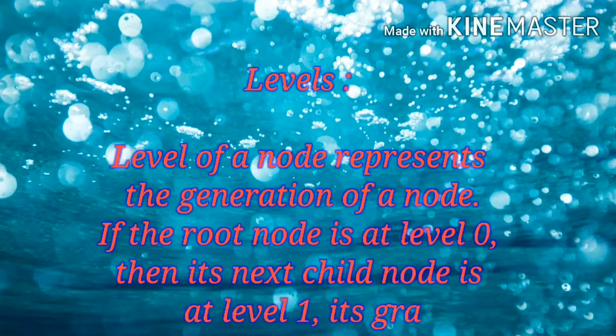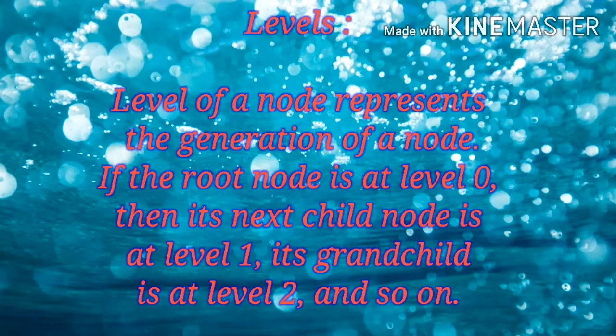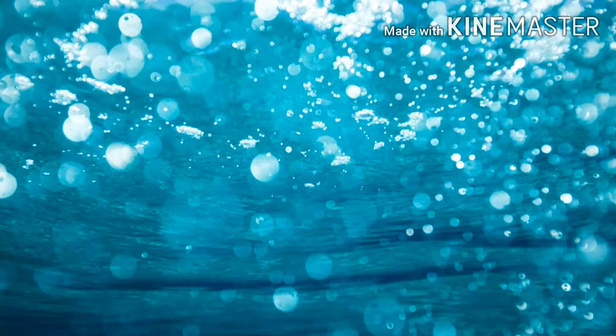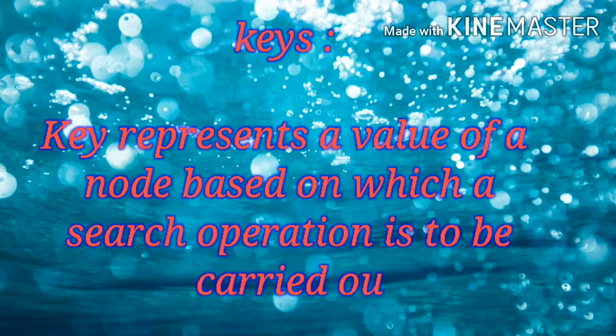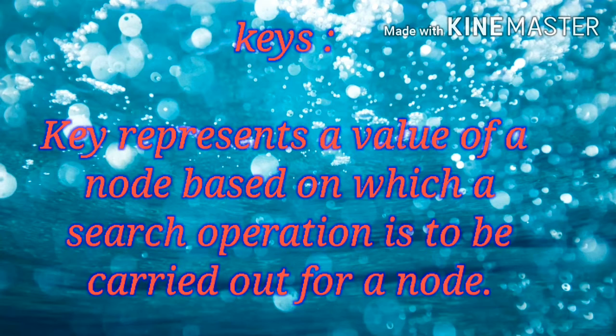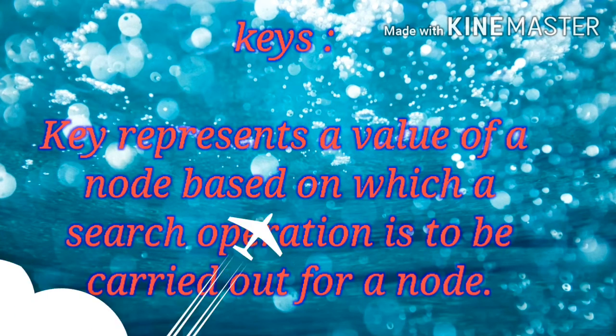Level of a node represents the generation of a node. If the root node is at level 0, then its next child node is at level 1, its grandchild is at level 2, and so on. Key: a key represents a value of a node based on which a search operation is to be carried out for a node.